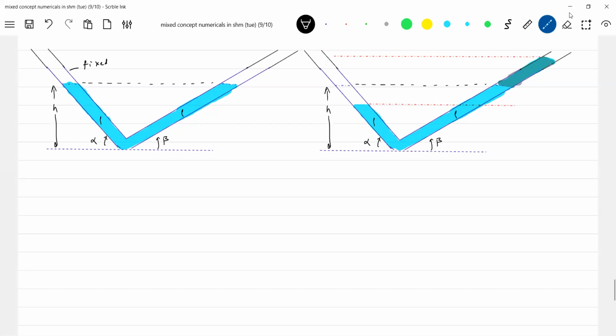Shall we take this length as some x length that got decreased here? Try to notice. Some x length of column got decreased here. That x length of column will increase here. Here x dash length will increase. This will be x dash, and let this be y.